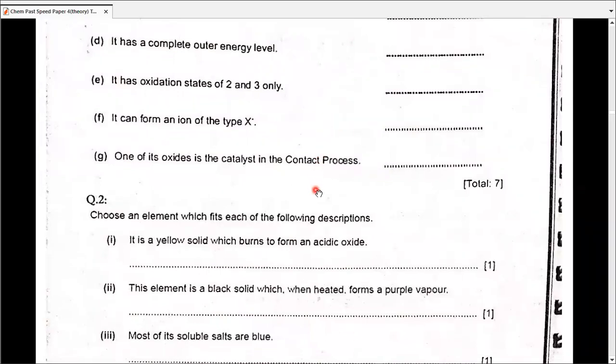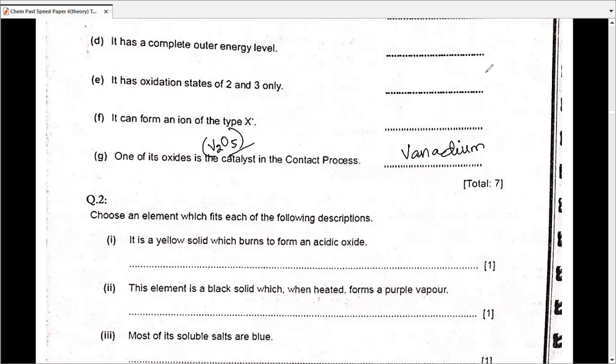Last part, G. One of its oxides is the catalyst in the contact process. Since you haven't studied it, it is vanadium, V. And actually, the catalyst oxide that we use is V2O5, vanadium(V) oxide. This actually belongs to chapter number 7 and chapter number 9.